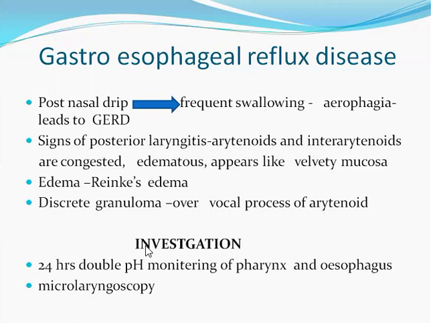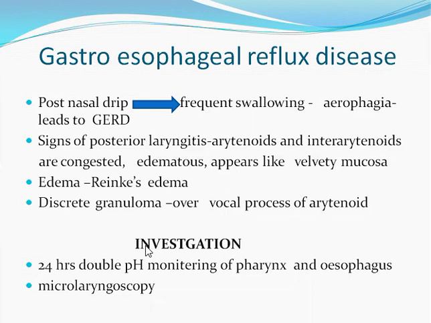There are signs of posterior laryngitis, that means the arytenoids and interarytenoids are involved. You find congestion and edema, and a velvety mucosa appears over the arytenoids and interarytenoid area in GERD patients. Sometimes they end up with Reinke's edema even. Because of this inflammation of the arytenoids, granuloma formation can occur over the vocal process of the arytenoids.